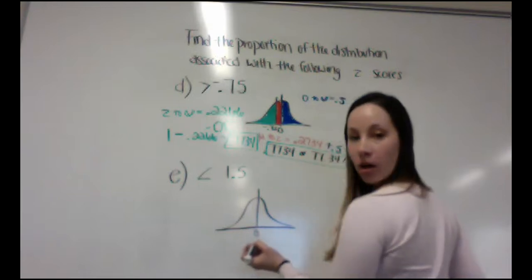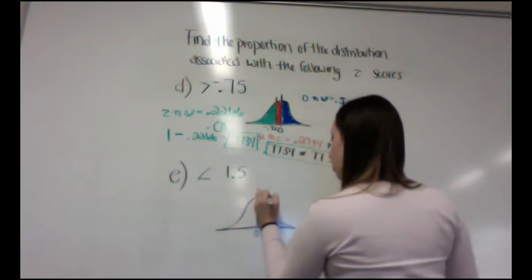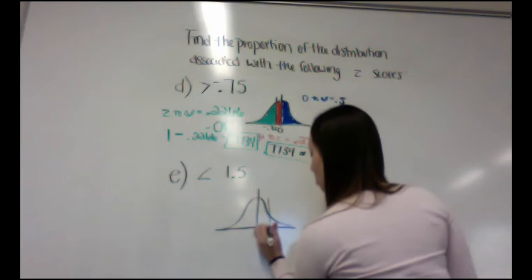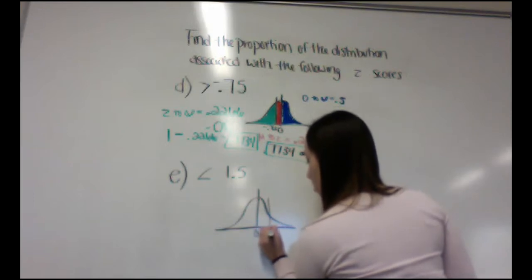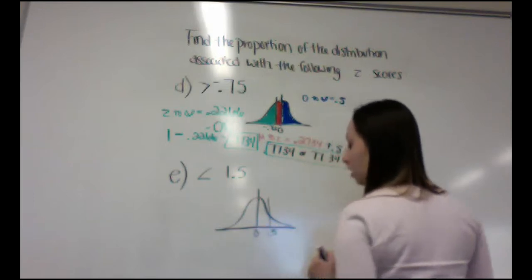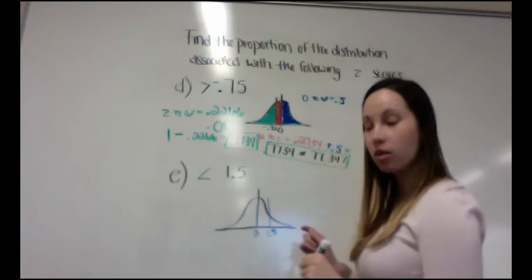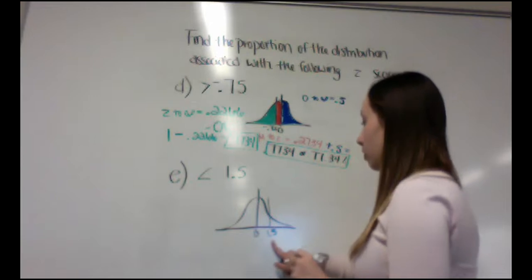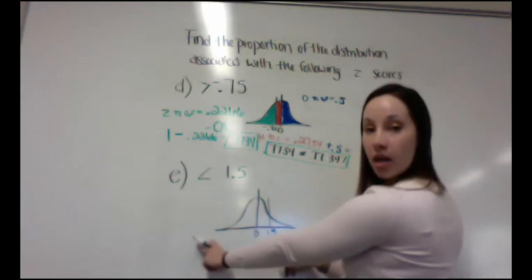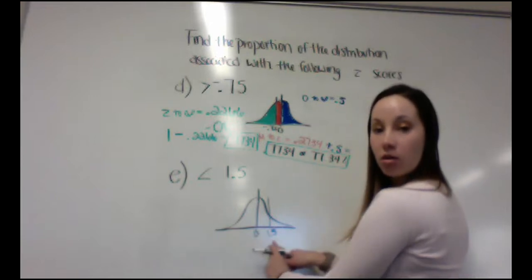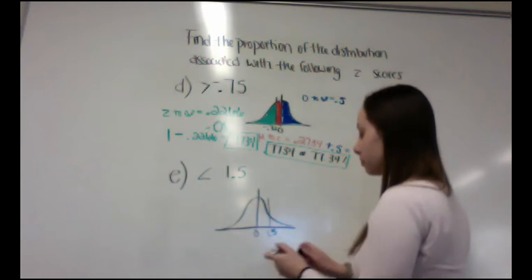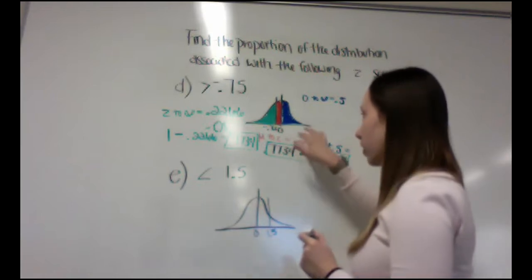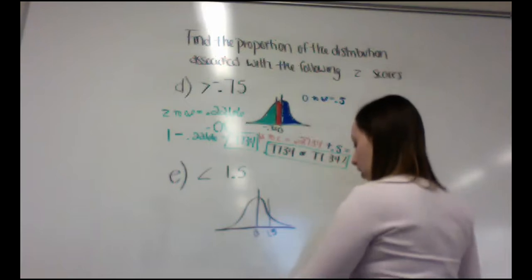We've got our 0 there, 1.5 over here-ish. So we are in the positive side of things. However, because we are looking for a z-score of less than 1.5, we're interested in the left side of the distribution, so everything that falls to the left of 1.5. So again, we set this up very similar to what we did up here.